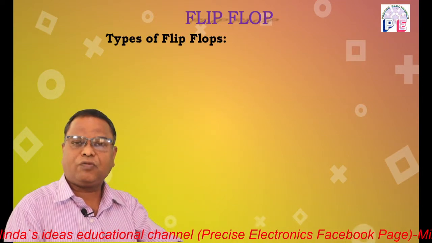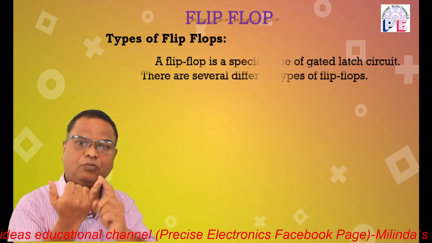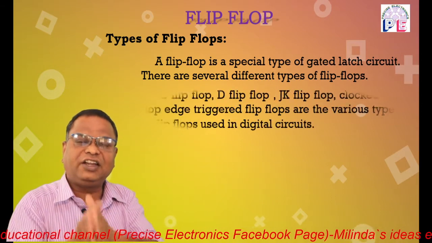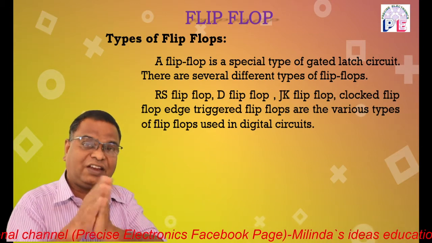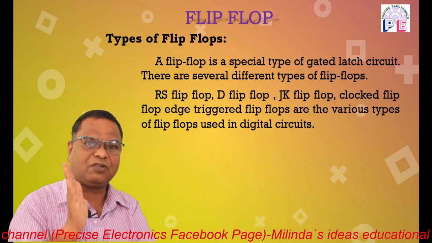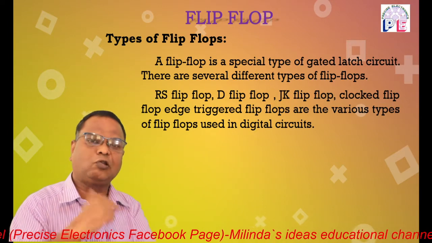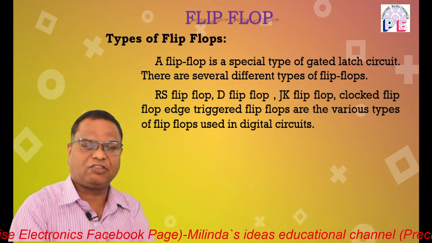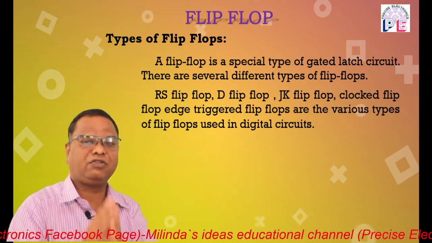The various types of flip-flops used in digital circuits are the RS flip-flop, which is also known as the SR flip-flop. RS is a state of the flip-flop, that is, a reset state or set state. R for reset, S for set. So reset-set flip-flop is also known as the SR, set-reset flip-flop. So first, the RS flip-flop. Next we will study the D flip-flop, that is, the data flip-flop.